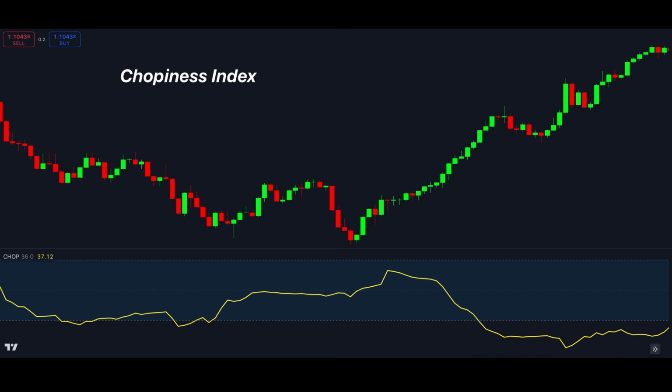Let's start with the Choppiness Index. The Choppiness Index is meant to give the degree to which the market is ranging sideways or trending. If the market is ranging up and down within the length window, the indicator will show a high value, indicating a high level of choppiness within the market. When the market begins to trend, the value drops, telling us the market is no longer moving sideways.